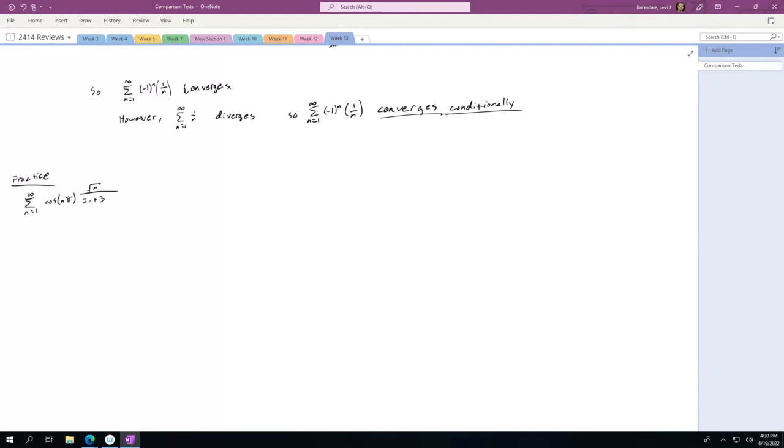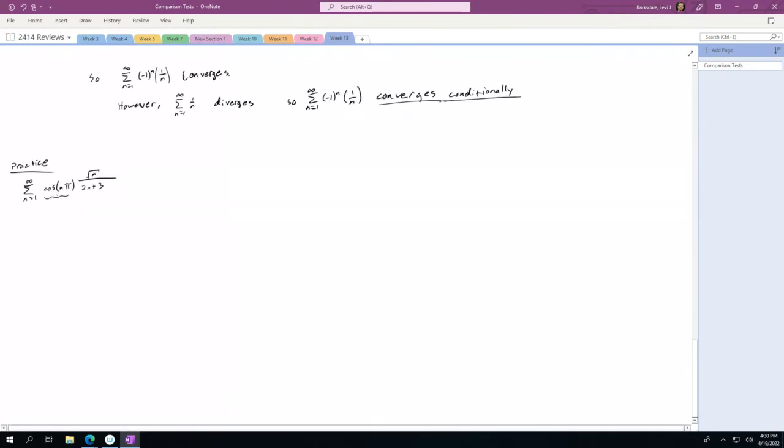All right, let's go over this problem. First off, the cosine of n pi actually makes this series alternating. If we think about it, cosine of pi is -1, cosine of 2 pi is +1, cosine of 3 pi is -1, cosine of 4 pi is +1, and so on. So we actually get that this is just bouncing between -1 and +1, which means that the rest of it is really the part that we care about.